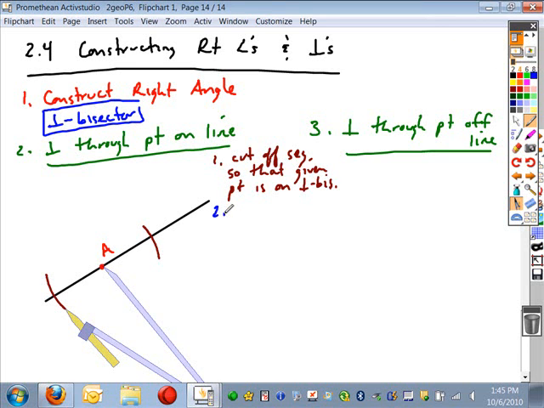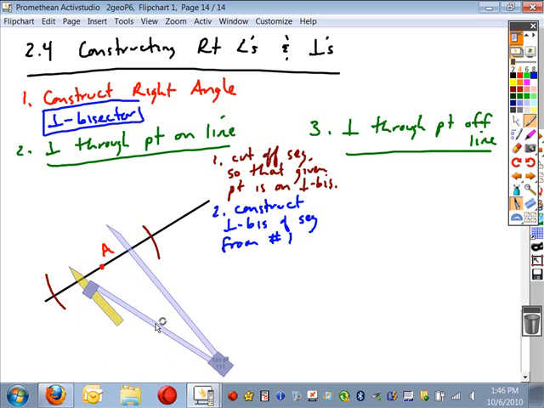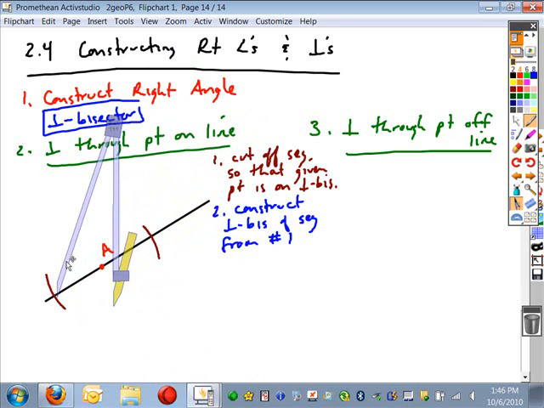So then your next step, again, for either of these constructions, after you cut off the segment so that the given point is on the perpendicular bisector, is you're going to construct the perpendicular bisector of the segment that you cut off from that first step. So now, if I wanted to construct the perpendicular bisector of the segment cut off by these two arcs, what I'm simply going to do is place my compass tip on one of the endpoints.